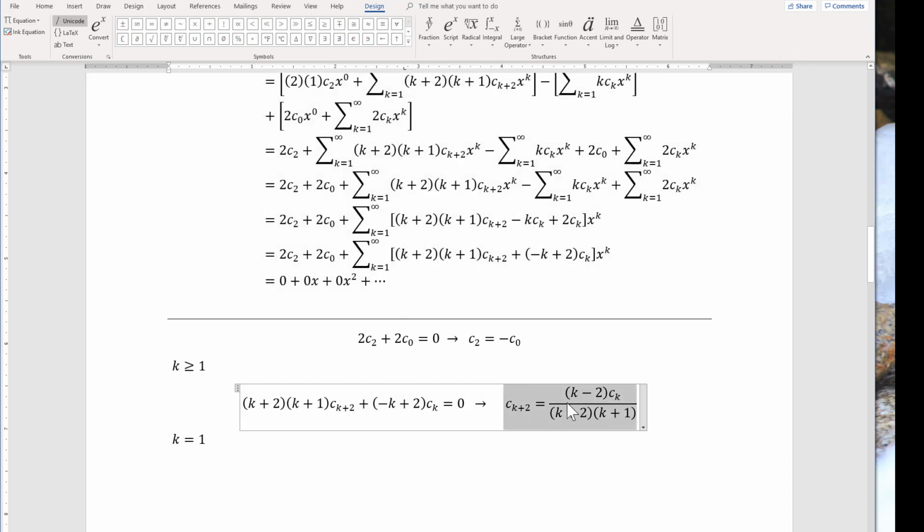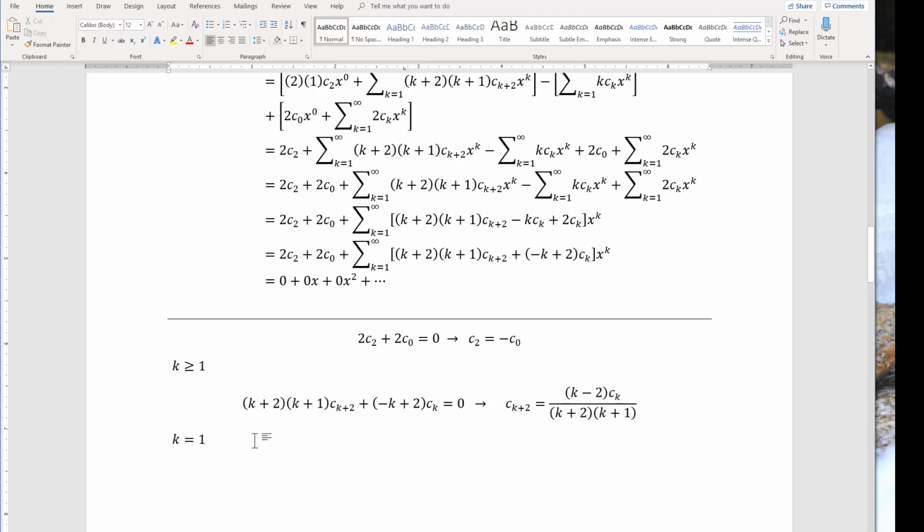So let's take this expression and put k equal to 1 here. If k equals 1, we're going to get 1 plus 2 is 3. K equals 1 gives us a negative 1 here, a 3 here, and a 2 here. And so this is our relationship here.